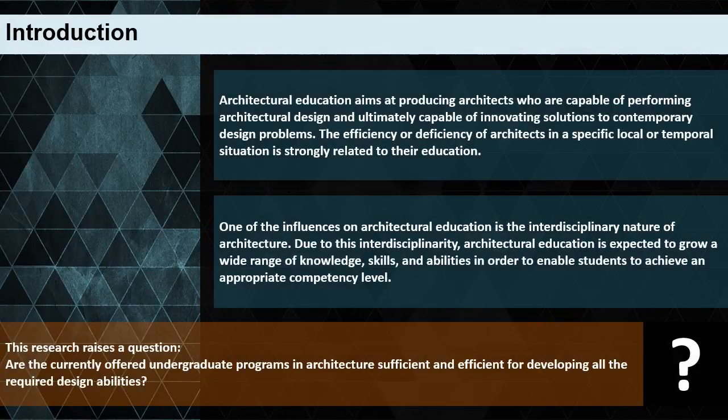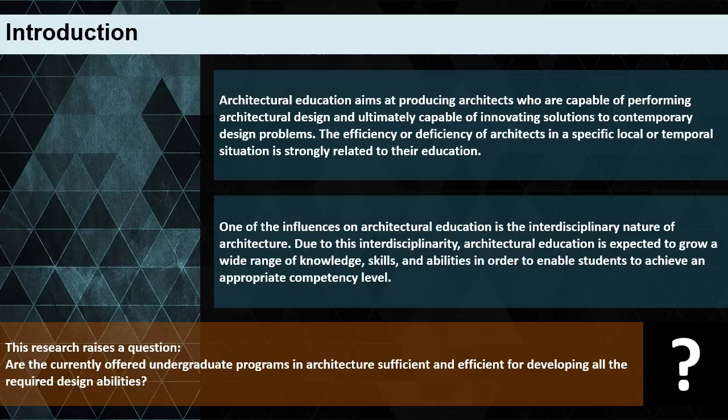Architectural education aims at producing architects who are capable of performing architectural design, and ultimately capable of innovating solutions to contemporary design problems. The efficiency or deficiency of architects in a specific local or temporal situation is strongly related to their education. Due to the interdisciplinary nature of architecture, architectural education is expected to grow a wide range of knowledge, skills and abilities in order to enable students to achieve an appropriate competency level.